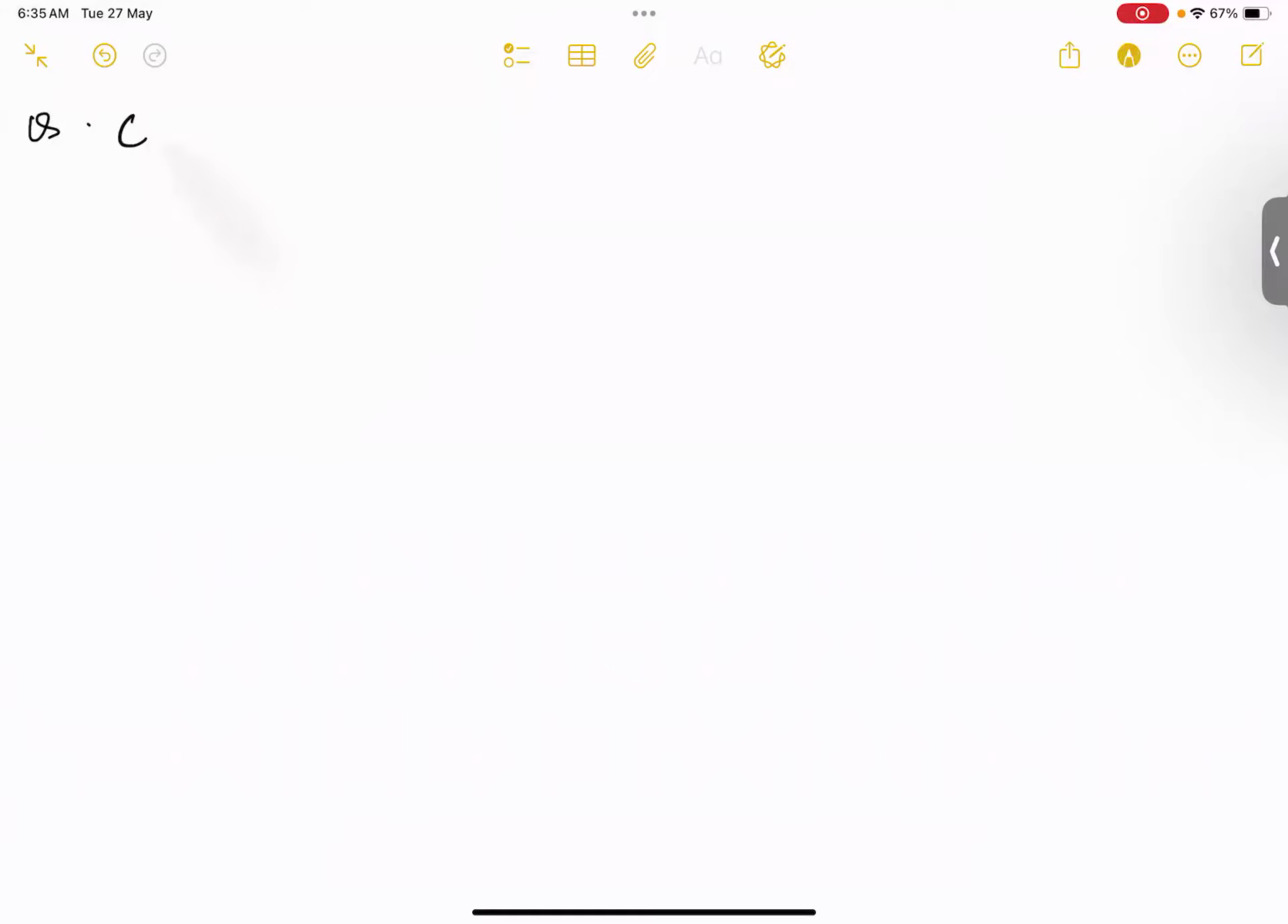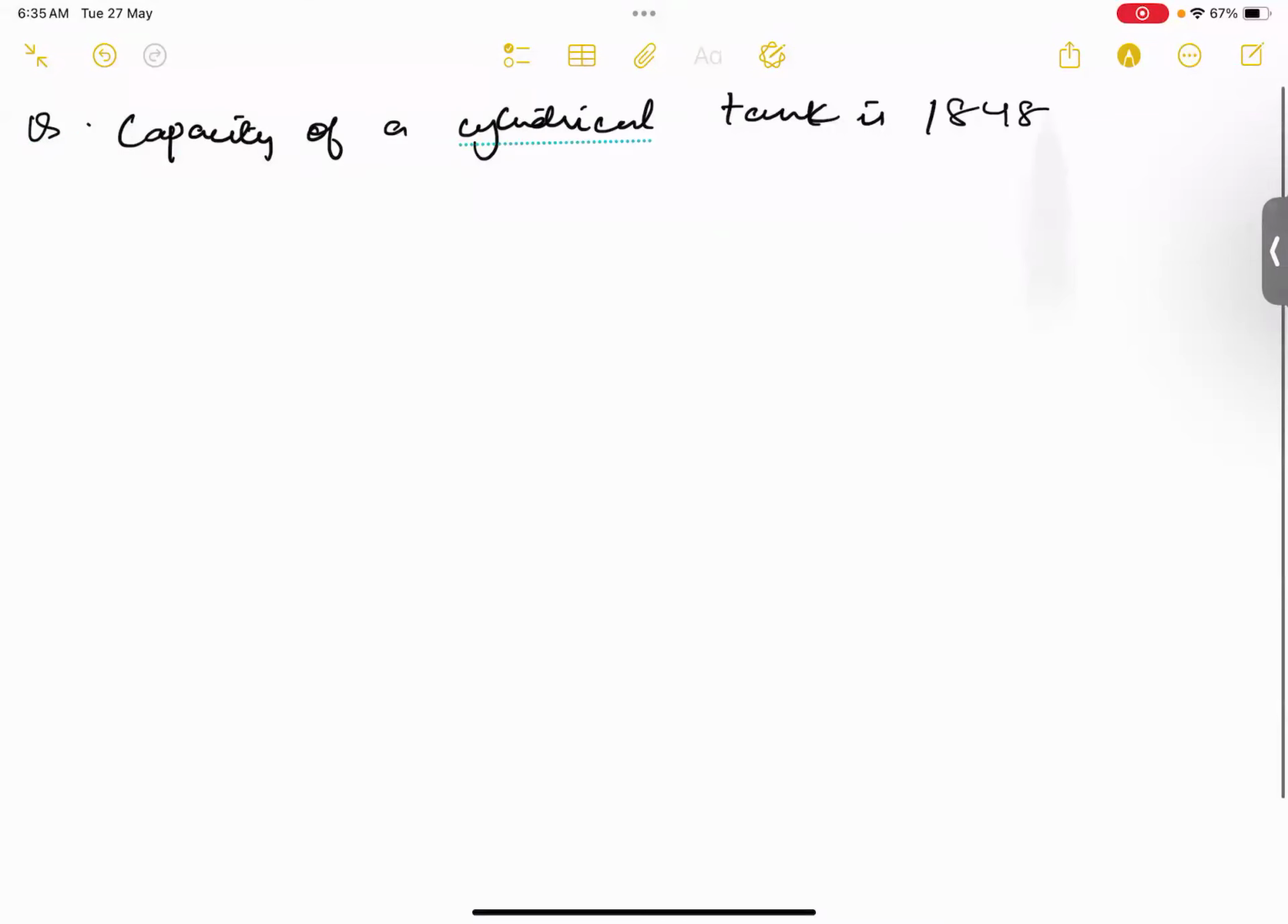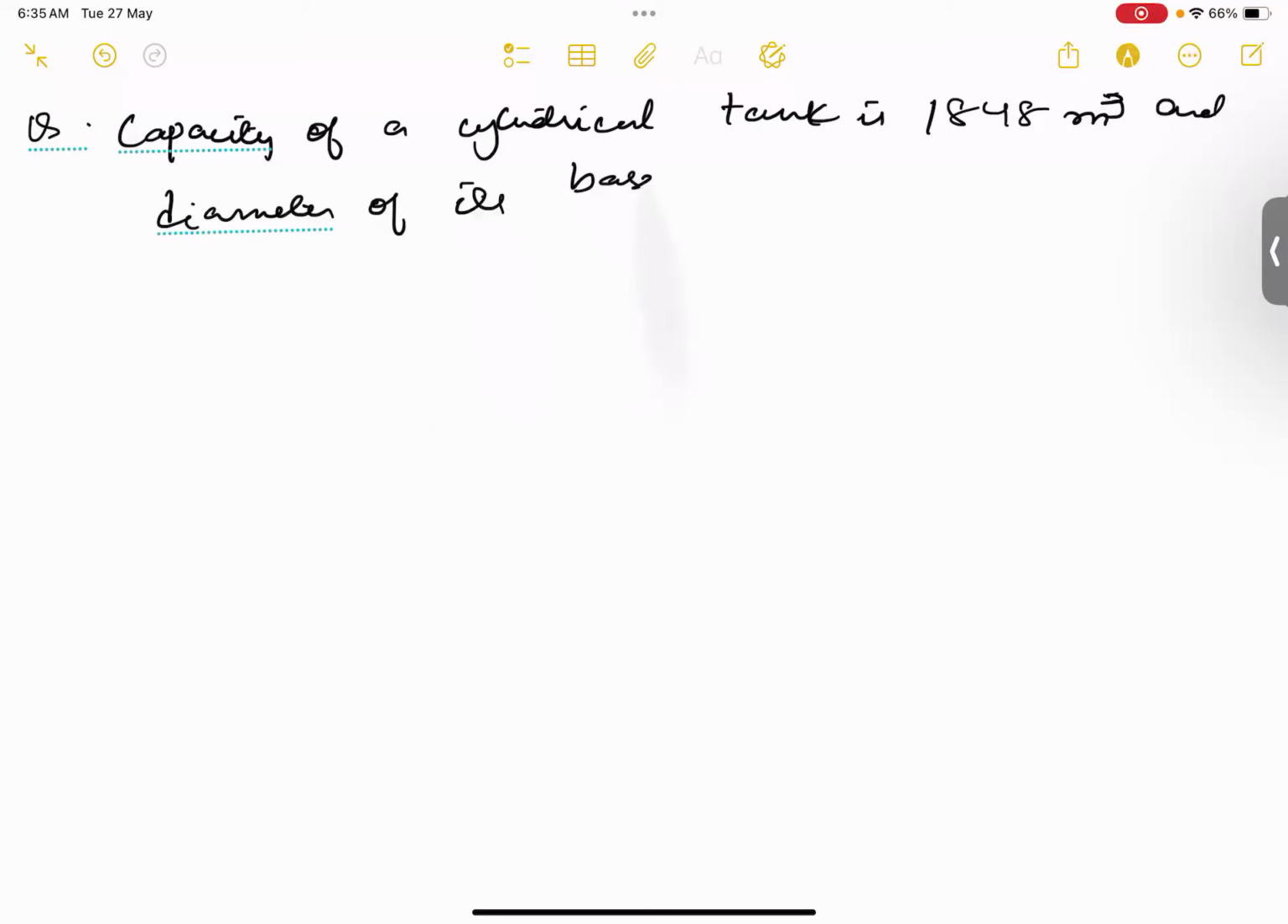It says here that the capacity of a cylindrical tank is 1848 meter cube, and the diameter of its base is 14 meter. Find the depth. So this is not a very difficult question. It's a direct question itself.